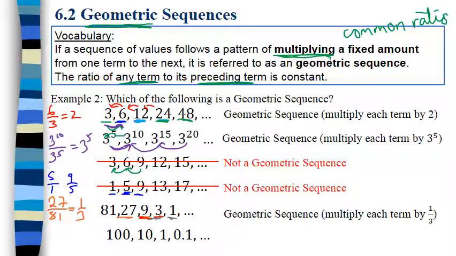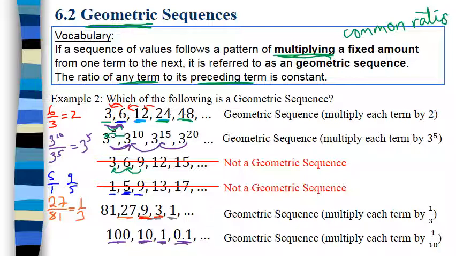Let's try one more. Go ahead and pause the video and see if this is a geometric sequence. Okay, so we notice that 10 divided by 100 is 1/10, 1 divided by 10 is 1/10, 1/10 divided by 1 is 1/10, and so this is a geometric sequence because we're multiplying each term by 1/10.